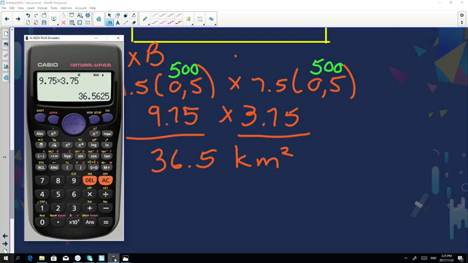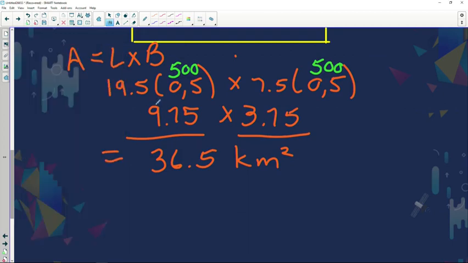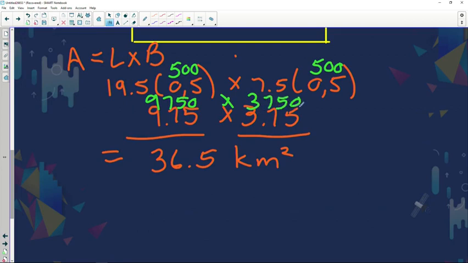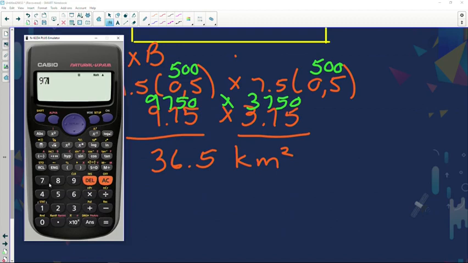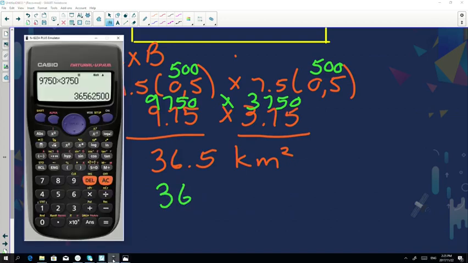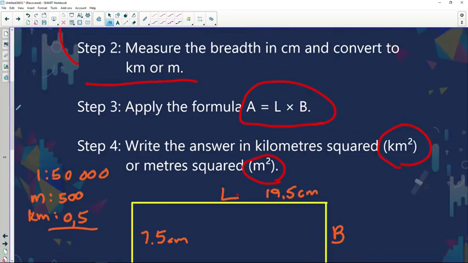If the answer was asked for square meters, it's 19.5 times 500. That gives me 9,750 times 7.5 times 500 gives me 3,750. So we times the 9,750 with the 3,750, and we will get an answer of 36,650 square meters. Okay, so that will happen if it's on a topographical map.